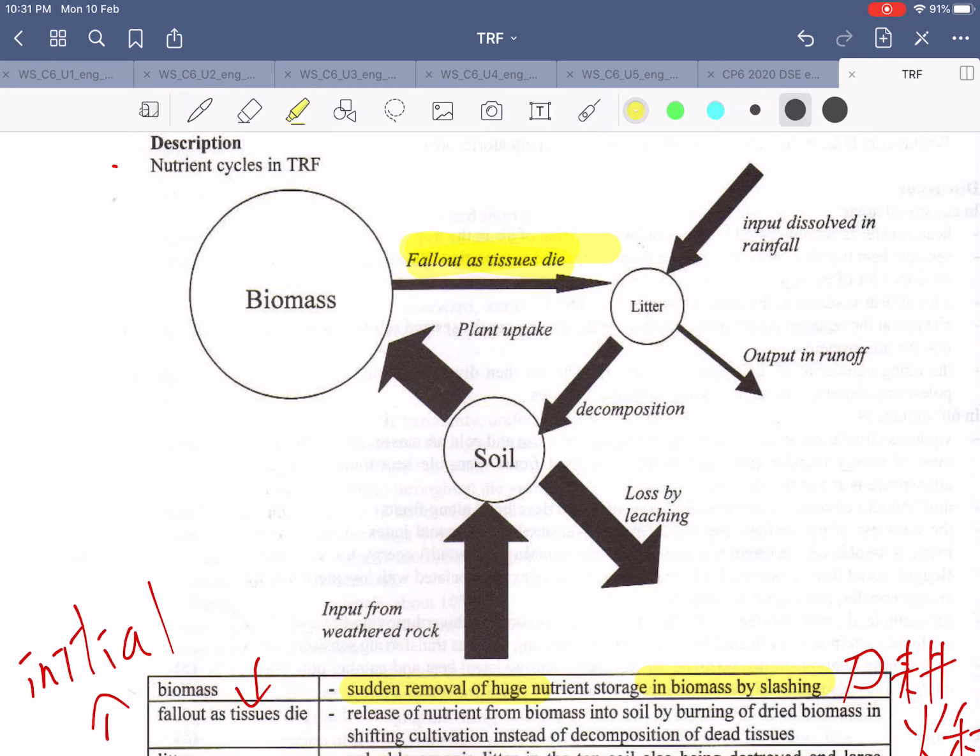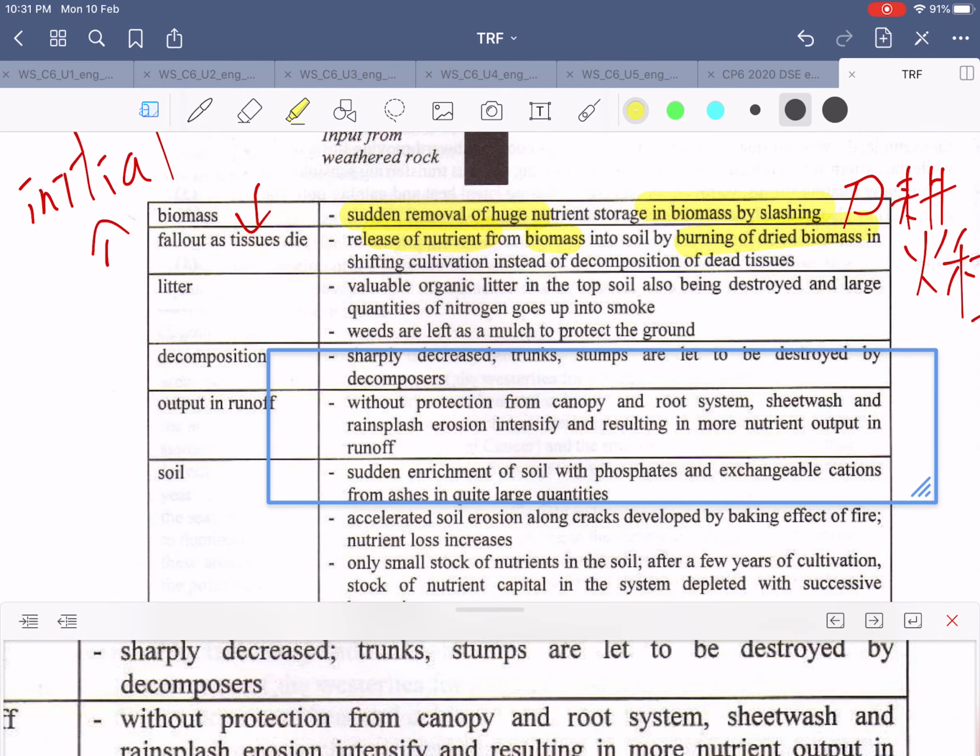Then, release of the nutrients of the biomass into the soil by burning of dried biomass will occur in the shifting cultivation, instead of decomposition of the dead tissue. So accordingly, it is very strong at the very beginning, and finally it will become shorter.